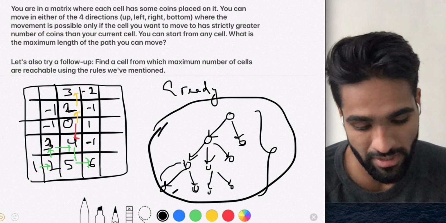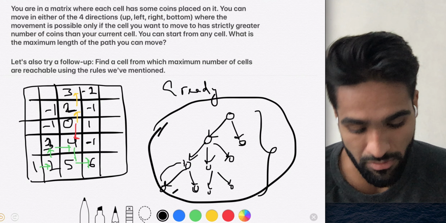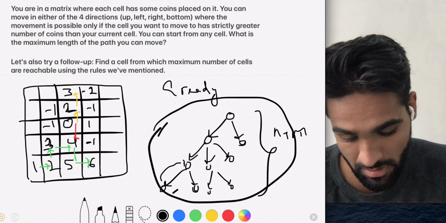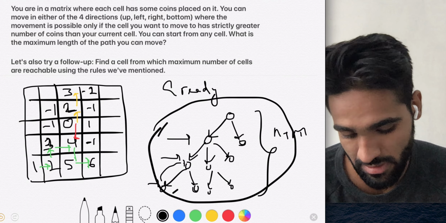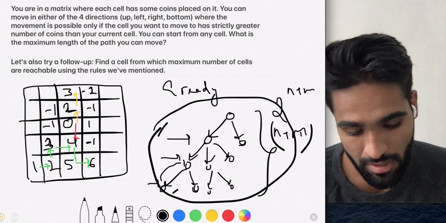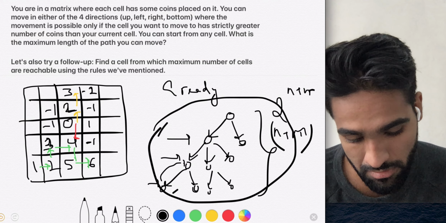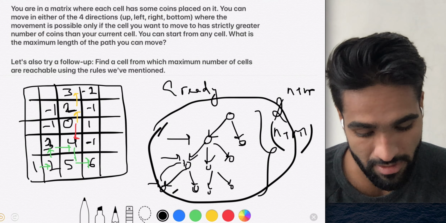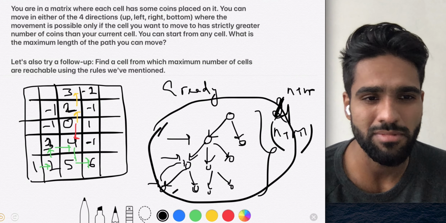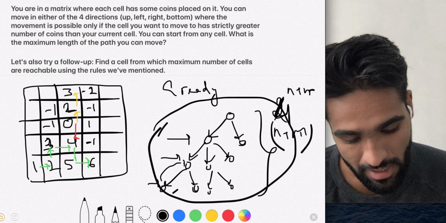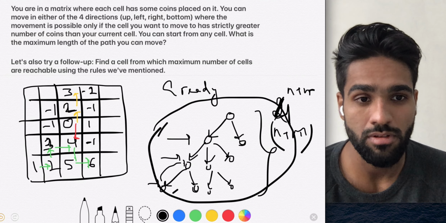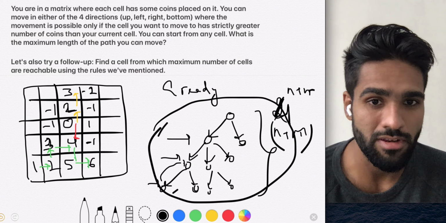The height of this tree is the total number of steps in the longest path, which is n plus m. And then on average, what is the number of possible nodes at each level? That could be 2 to the power of n plus m, but actually maybe 4 to the power n plus m, which is 2 to the power 2n plus 2m, which is asymptotically kind of similar. So it's a product of these two, because that's the total number of nodes in this tree. And this is kind of a backtracking solution.